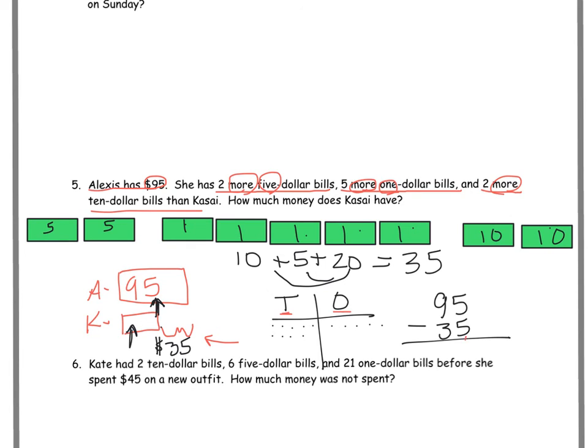So I'm going to take away 5 1s. 1, 2, 3, 4, 5. And I'm left with 0 in the 1s place. And then I have to take away 3 in the 10s place. 1, 2, 3. And I see that I still have 6 in the 10s. So that is how much money Cassie has. And we'll see our answer statement right there of Cassie has $60.